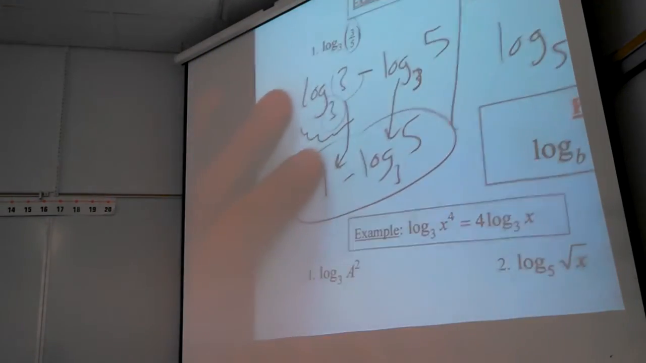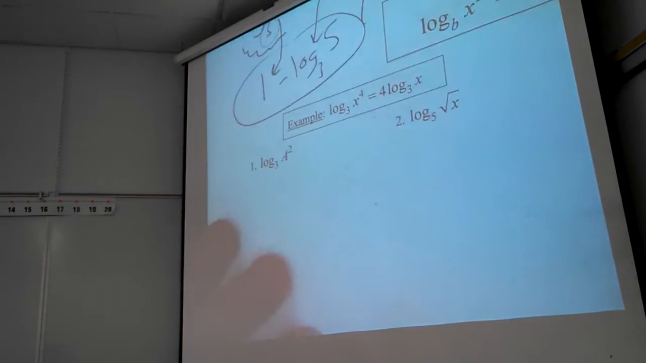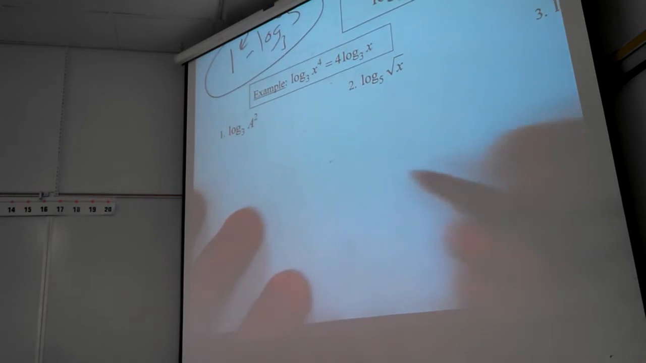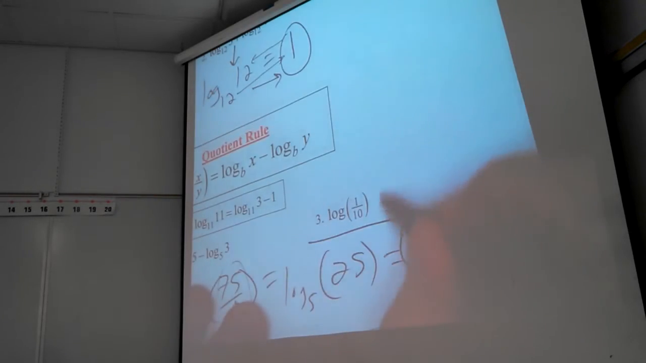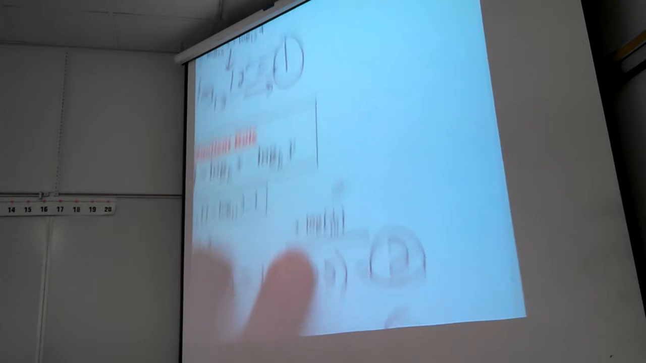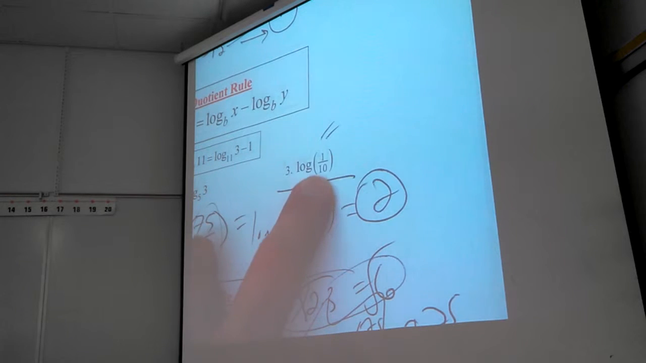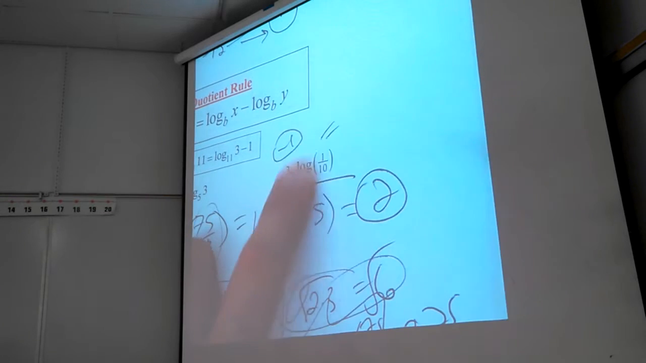Okay. What about down here? We list numbers, right? Now I could use subtraction, or I could just figure out what's the understood base. 10. What do I raise 10 to make it 1/10? -1. So the answer should be -1.